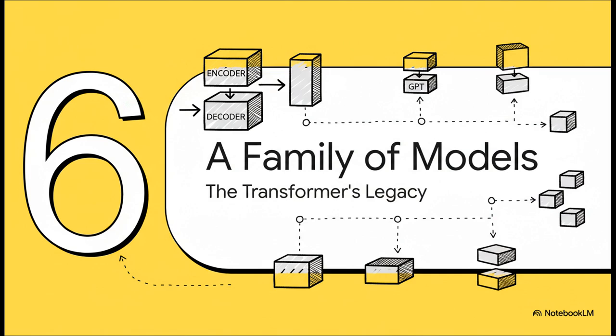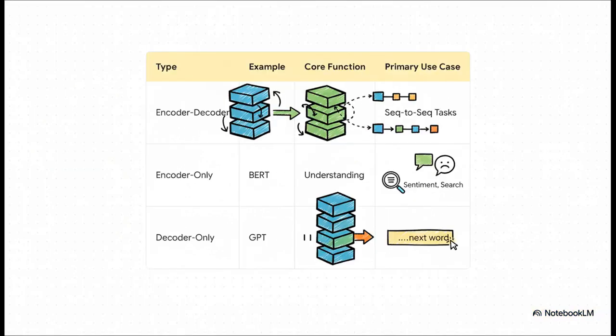Because what's really cool is that not all of them use the full architecture. Different models use different parts to become specialists at different jobs. The original model from the paper used both the encoder and decoder stacks, which is perfect for translation. But then you get models like BERT. BERT throws away the decoder and only uses the encoder stack. This lets it look at text in both directions, forwards and backwards, to get a super deep, bi-directional understanding. That makes it amazing for analysis tasks like sentiment or search.